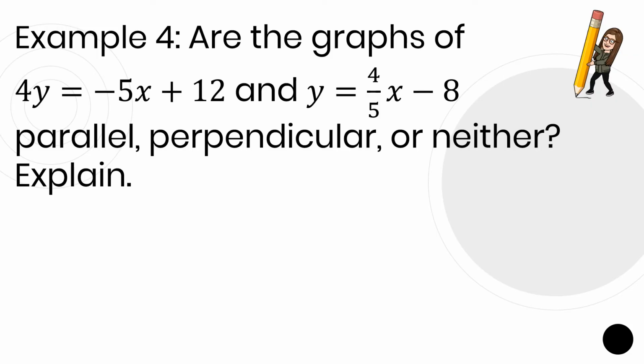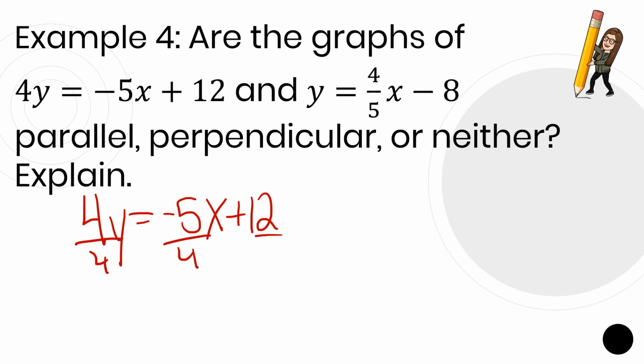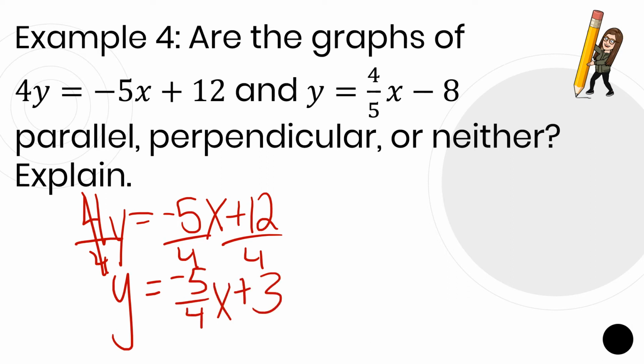In this example, I'm asking you if you know if the lines are parallel, perpendicular, or neither. Meaning, I need to figure out what their slopes are and then decide. So let's look at that first line. Do I know what its slope is? I don't. So I need to divide every piece by 4 first. So I'm going to have y equals negative 5/4 x plus 3. So now I can say that my slope is negative 5/4.